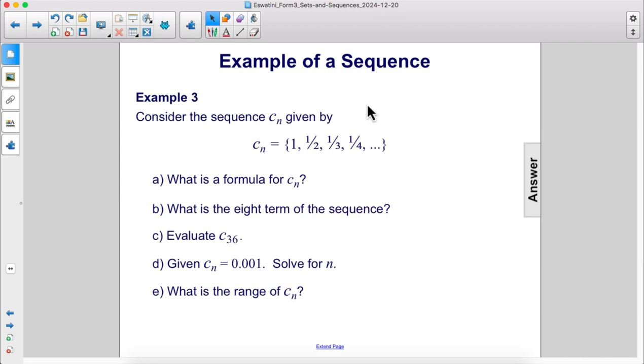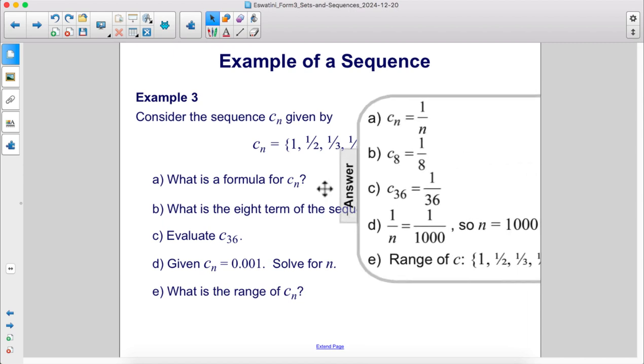Consider the sequence Cn given by Cn equals 1, 1/2, 1/3, 1/4, etc. What is a formula for Cn? What is the 8th term of the sequence? Evaluate C36. Given that Cn equals 0.001, solve for n. And what is the range of Cn?